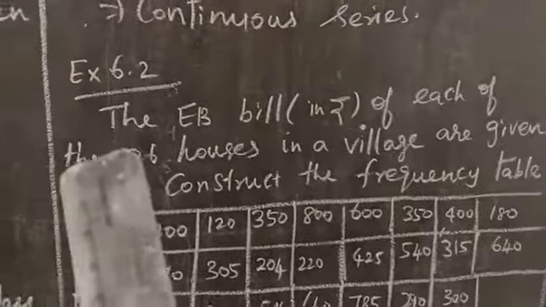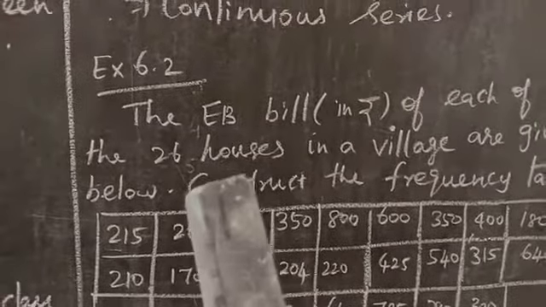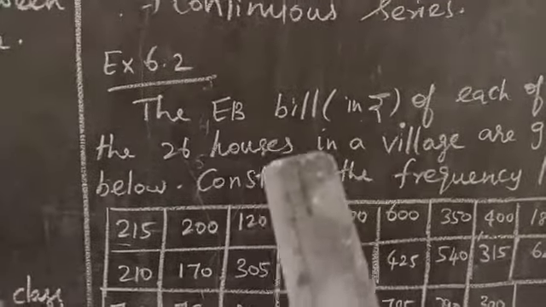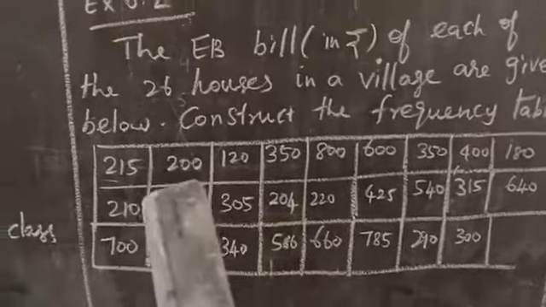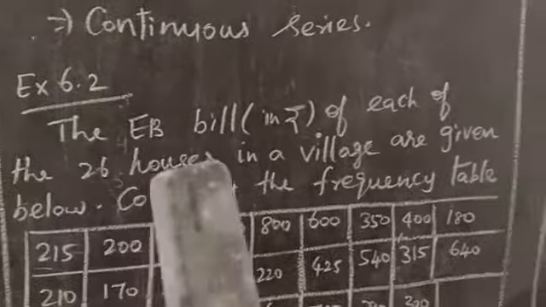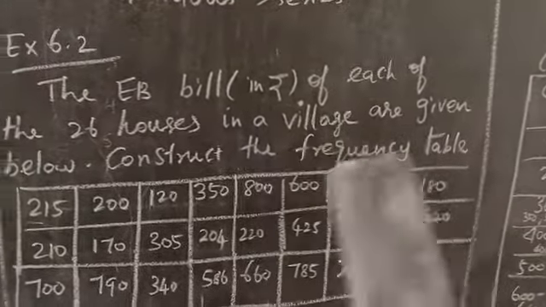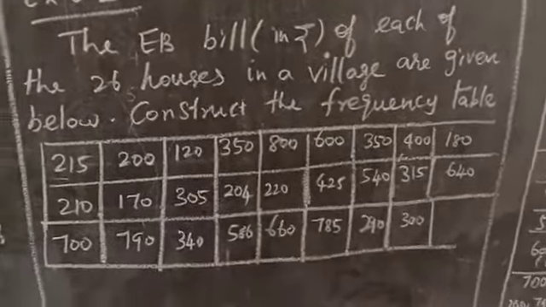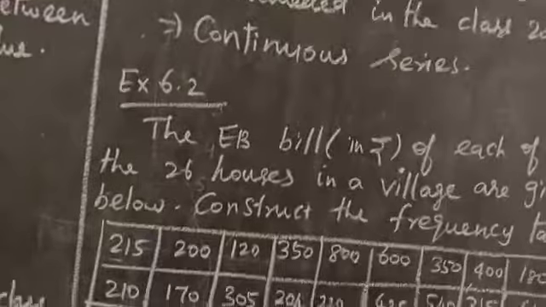In this sum we take an example of a continuous frequency table, continuous series. The EB bill in rupees of each of the 26 houses in a village is given below. Construct the frequency table. So the EB bills of 26 houses are given.